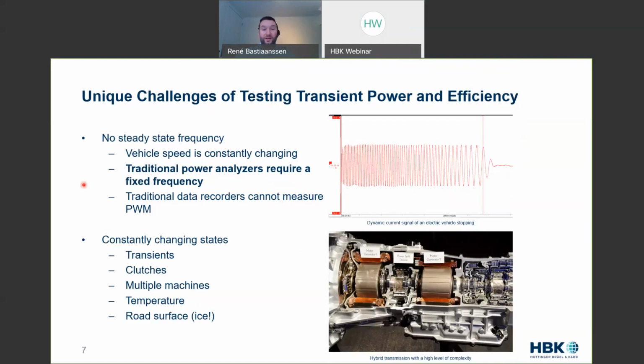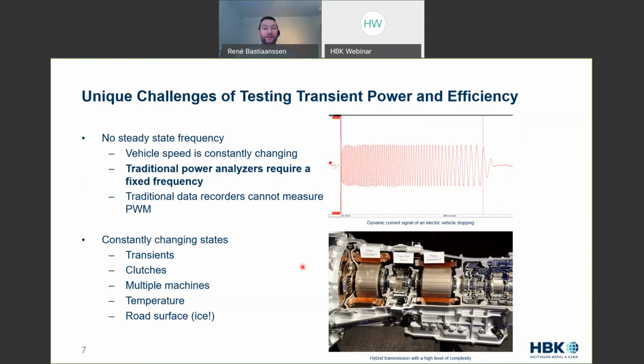It's not only the speed that's changing, we have constantly changing states, transients caused by clutches clutching in and out, like we see here, for example, in this transmission. Multiple machines which might be interacting with one another, temperature changes, and also road surface. Think about ice, for example. If your wheel hits a slab of ice, it will speed up. If you hit a pothole, you will have this steep transient in the load of your electrical motor.